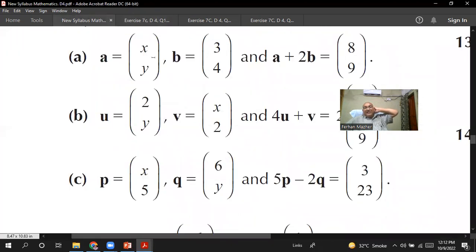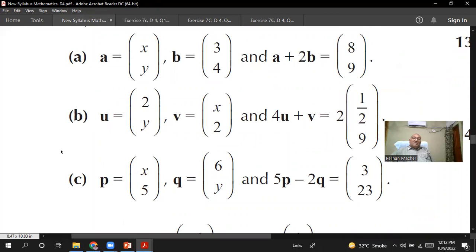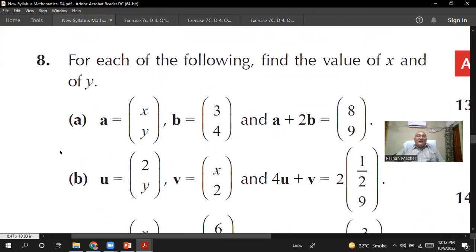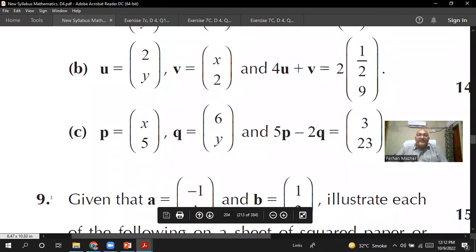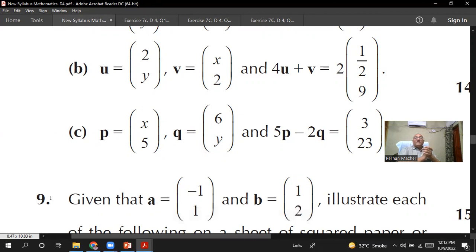That's the B part. Question number 8, it's the C part. He says p is equal to (x, 5), q is equal to (6, y), and it says 5p minus 2q is equal to (3, 23). So we'll put these values in this.